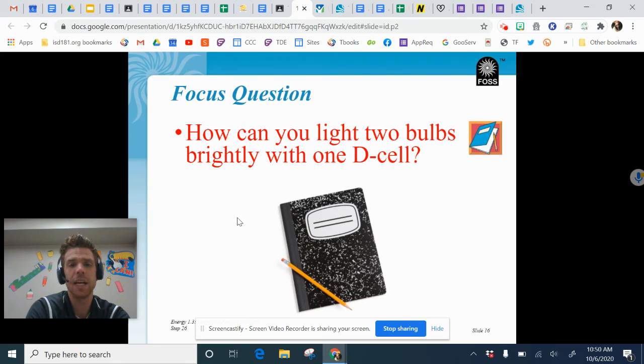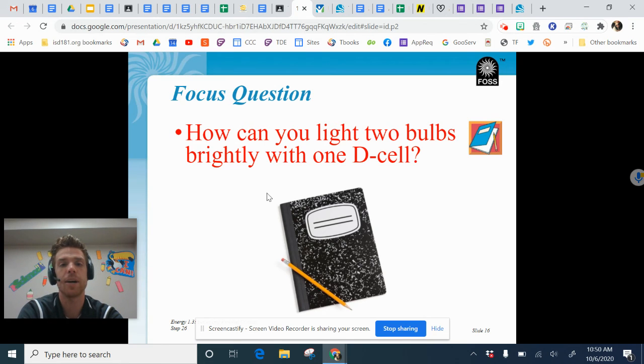And lastly, how can you light two bulbs brightly with one D cell? Is it series? Is it parallel? Which would get it brighter? What do we say? Absolutely. A parallel circuit will get us two bulbs burning brightly because it has two pathways.